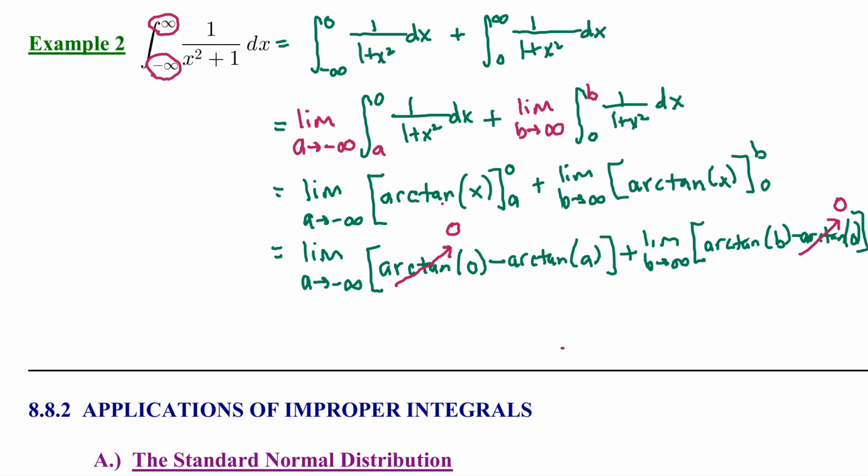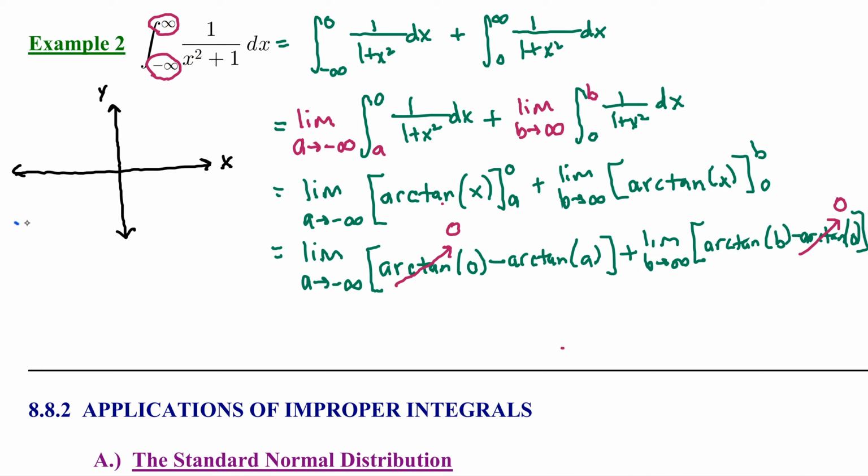Notice we're going to need to evaluate the limit as a approaches negative infinity of arctangent of a, and the limit as b approaches infinity of arctangent of b. So we need the limit at both positive and negative infinity for arctangent. Now, if you don't know that right off the top of your head, the graph can certainly be a helpful aid in determining those limits.